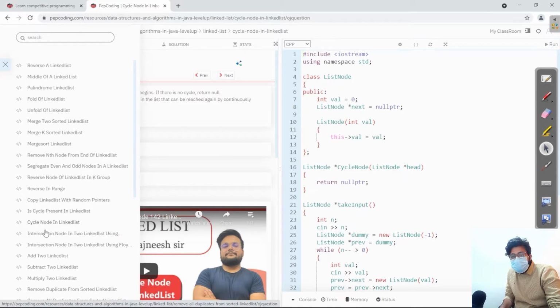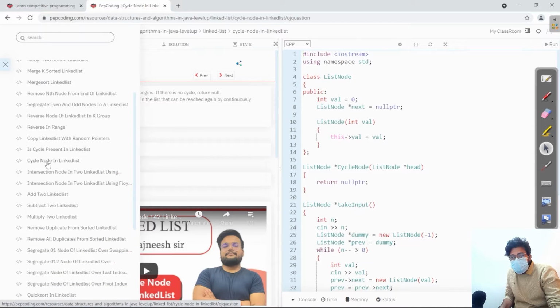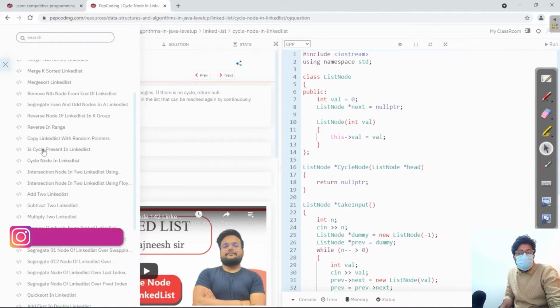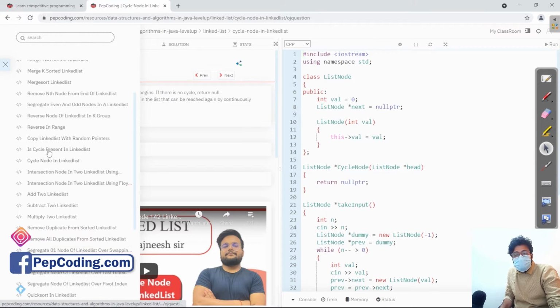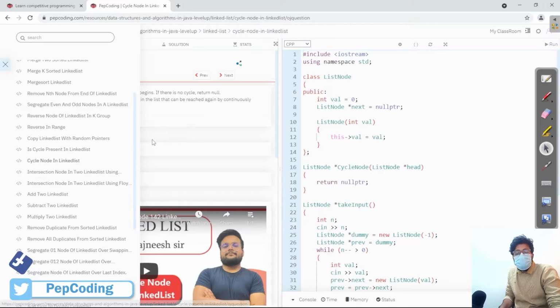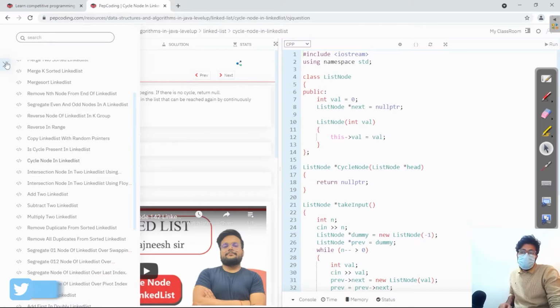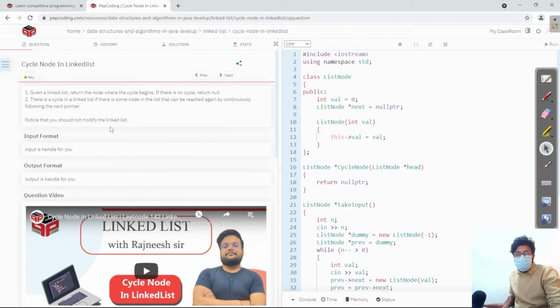Fold, unfold, then reverse, copy linked list. Is cycle present in linked list? This is a question you have to do before this question. It is the prerequisite of this question, so go there and check that out first. And the second thing is, Rajnisha already did the mathematical proof for is cycle in linked list, so check that out also. After that, come to this video.